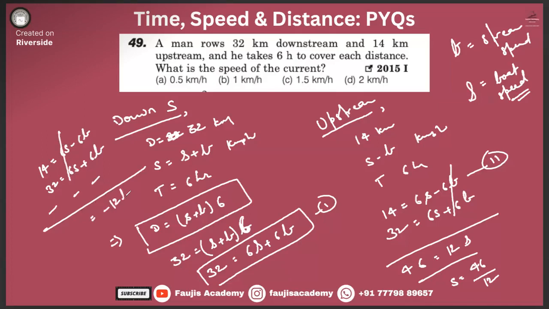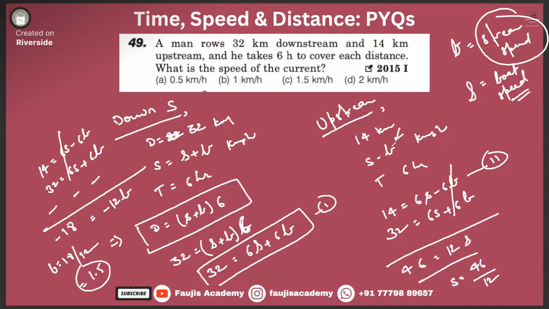This one, minus 12b is equal to how much? 18 minus 18. That means b is equal to 18 by 12, that means 1.5. Okay. And what was b? b was the speed of the stream and not the boat.